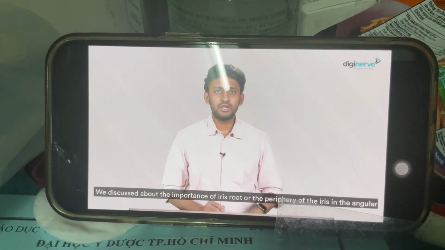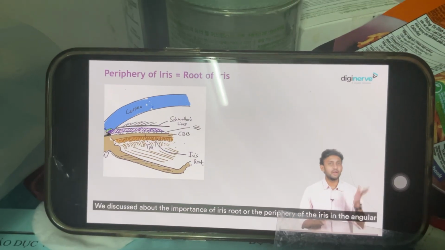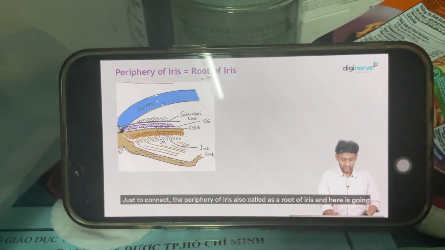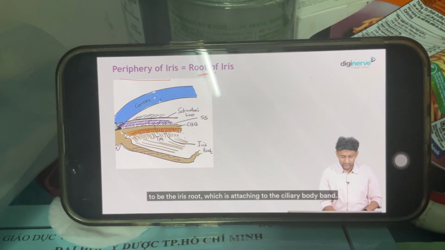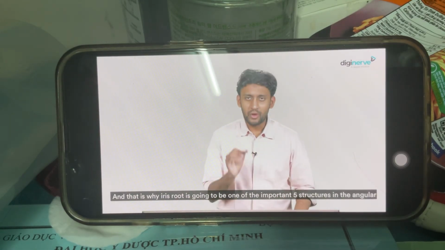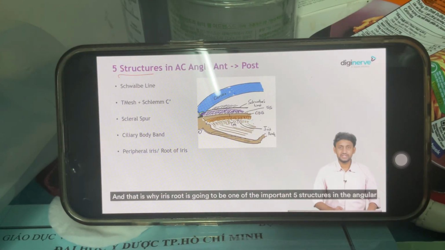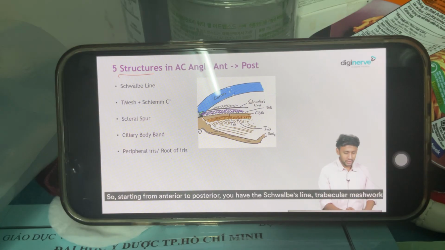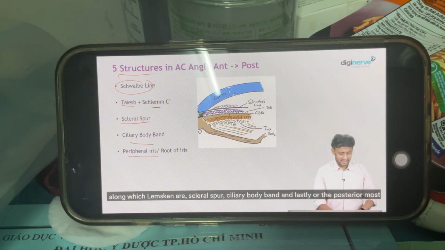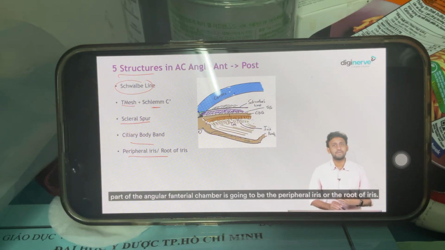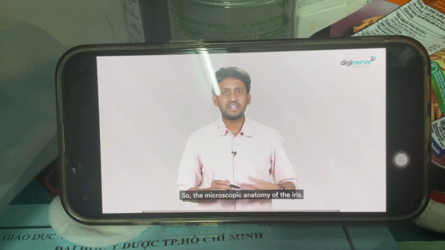We discussed the importance of the iris root, or the periphery of the iris, in the angle of the anterior chamber. Here is the iris root, which attaches to the ciliary body band. That is why the iris root is one of the five important structures in the angle of the anterior chamber. Starting from anterior to posterior, you have Schwalbe's line, trabecular meshwork, scleral spur, ciliary body band, and lastly, the posterior-most part of the angle is the peripheral iris or root of the iris. Very important. Now the microscopic anatomy of the iris.